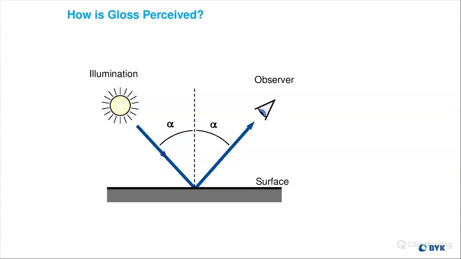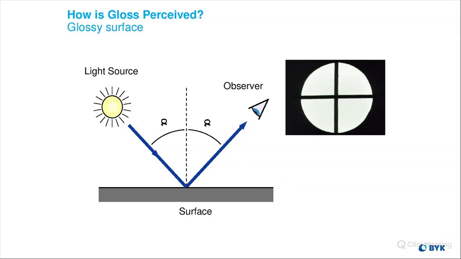So how do we perceive gloss? Well, we need a couple of elements. We need a light source or illumination. We need that light source to reflect off a surface. And then we need an observer. In this example here, the observer is the human eye. So we know that gloss is a visual impression whenever we are evaluating a surface.